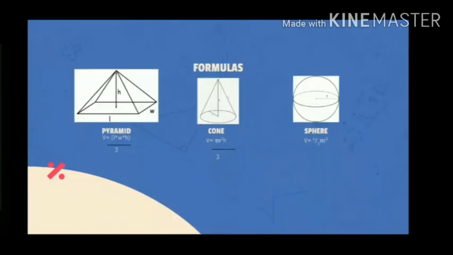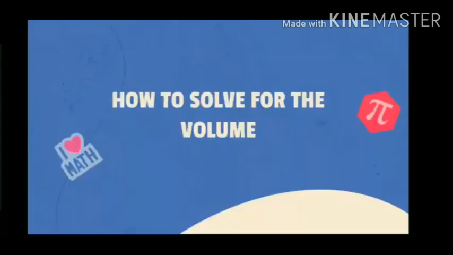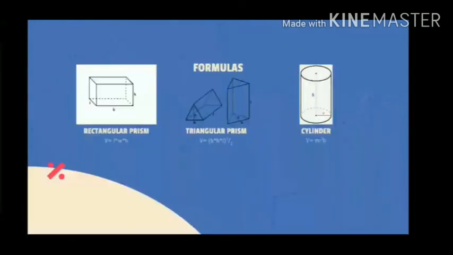How to solve for volume. So the first shape is the rectangular prism. To solve it, you must multiply length times width times height. And the second one is the triangular prism. To find the volume, you have to multiply base times height times length, all divided by 2. And for the cylinder, you have to multiply pi times radius squared times height.